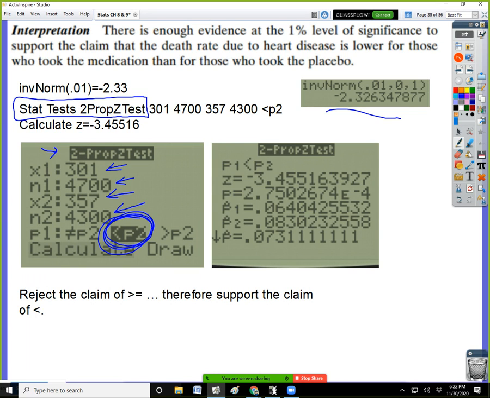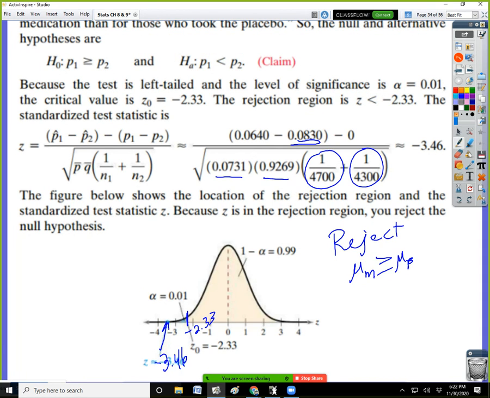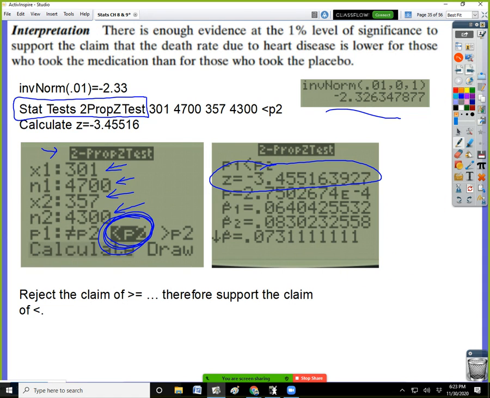Okay, so we end up getting minus 3.45, which is, I think, the same thing that we had over here, isn't it? Yeah, so we got minus 3.46 as well. So we're in the rejection region. Reject the claim of greater than or equal to, therefore support the claim of strictly less than. How's that? You starting to dig it a little bit more? Just a little bit. Hey, that's better than none at all, right? Better than it getting worse.